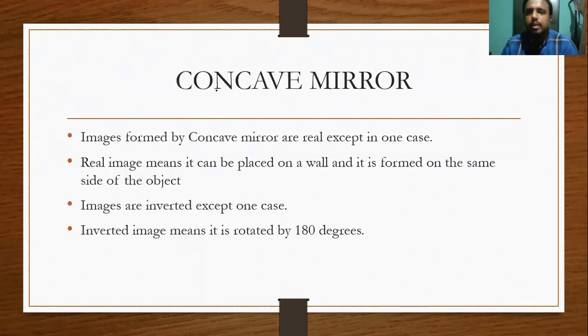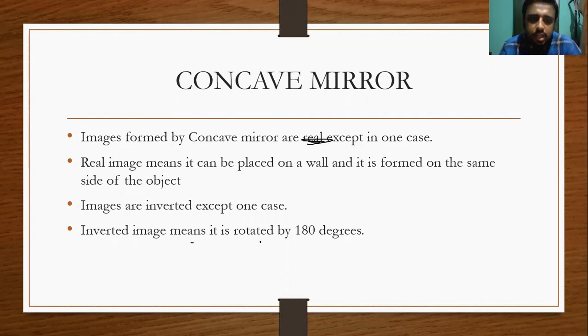Images formed by a concave mirror are real, except in one case. Real images can be placed on a wall, and they are formed on the same side as the object. If the object is on the left-hand side of the mirror, then the image is formed on the left side. The images formed by a concave mirror are also inverted, except in one case.